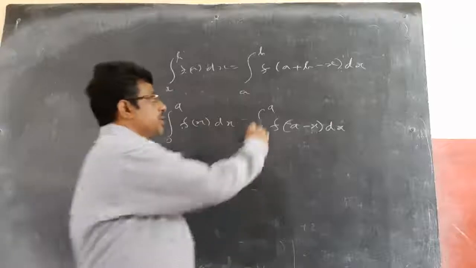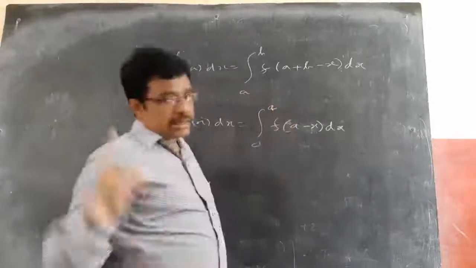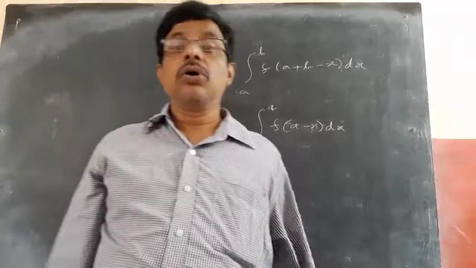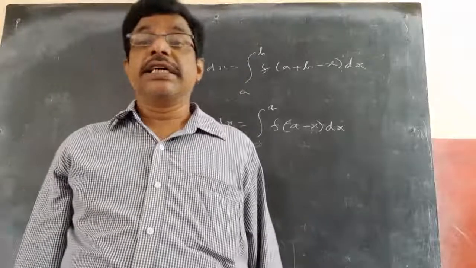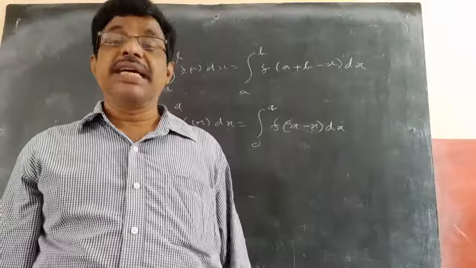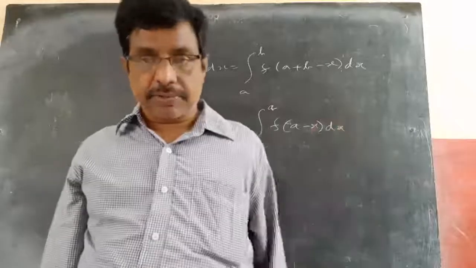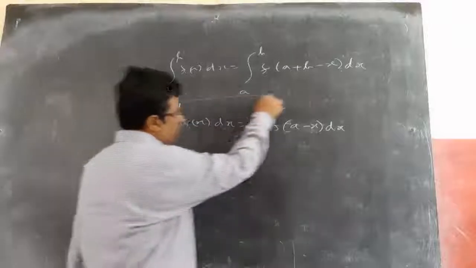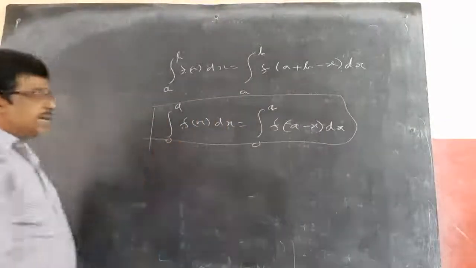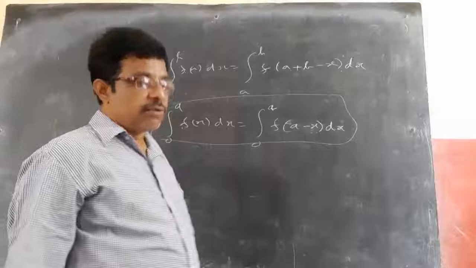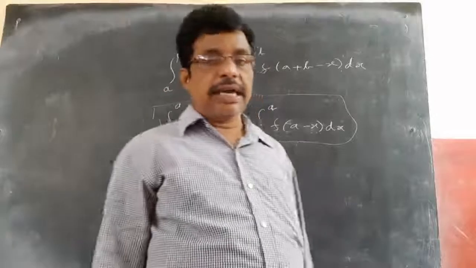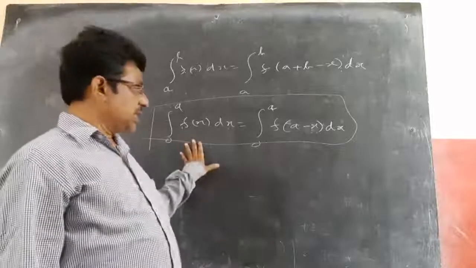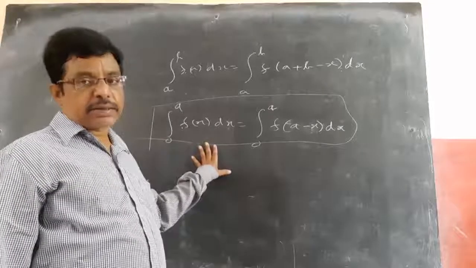Like using the fourth property in matrices, any row can be multiplied by some constant and added to some other row, that will not change the determinant. Using that property, we did almost all the determinant sums. Like here, almost all the 7 mark sums we will do with this fourth property only: integral of 0 to a f(x) dx equals integral of 0 to a f(a minus x) dx.